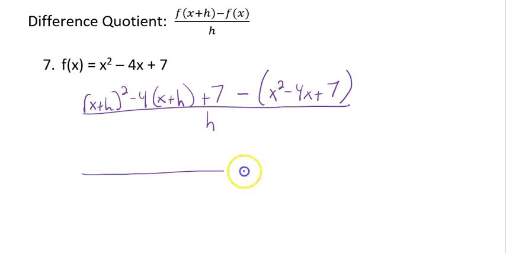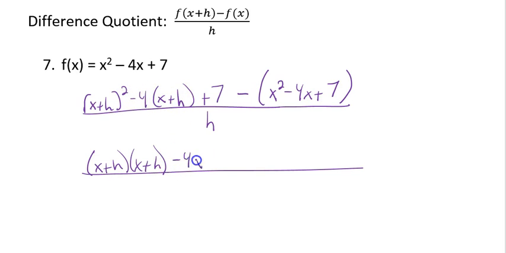Okay, now I'm going to start to simplify, and this may take some room. So the x plus h squared means that I have x plus h times x plus h. I can distribute the 4 through, but I got to take the negative with it, so negative 4x and negative 4h. Bring down my plus 7, and I can distribute the negative through this last parentheses, so negative x squared plus 4x minus 7, and again it's over h, so I need to make sure I put that denominator down.